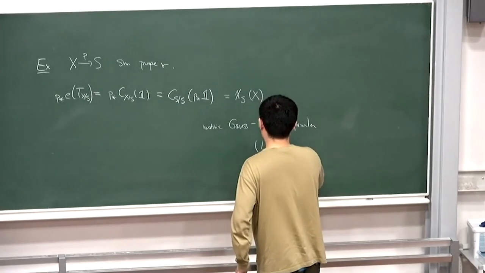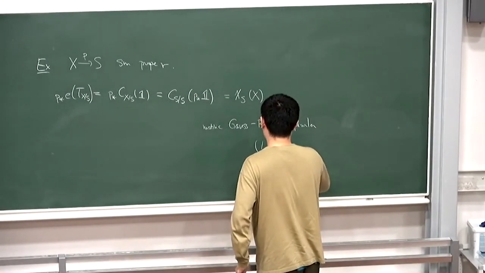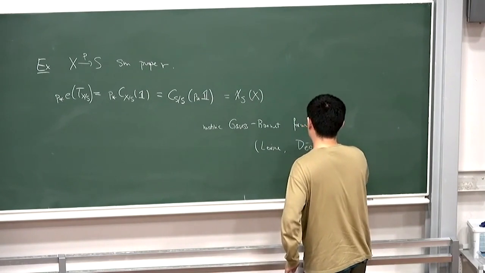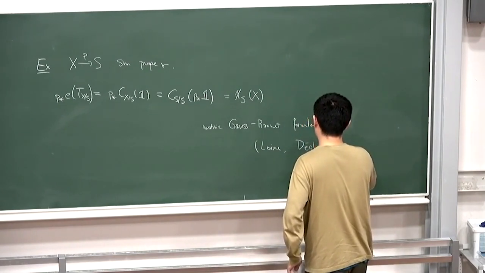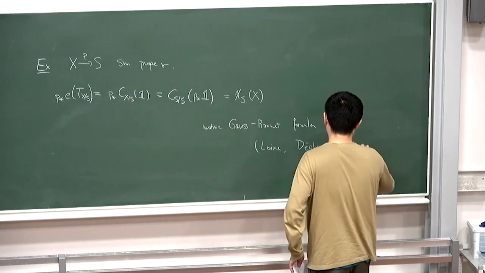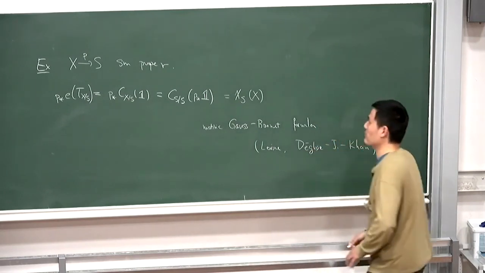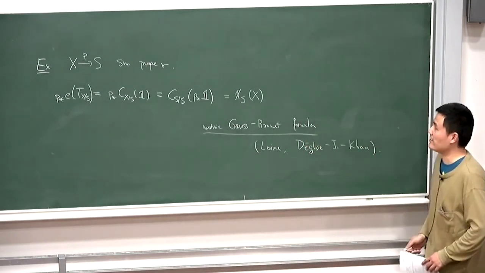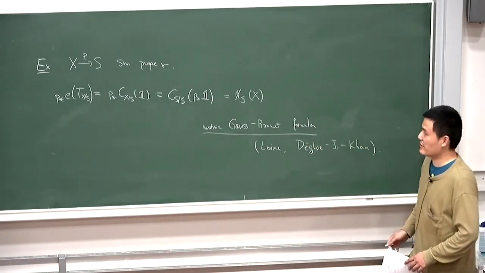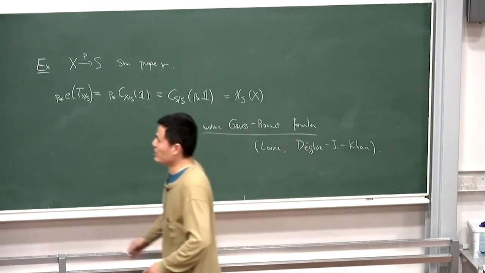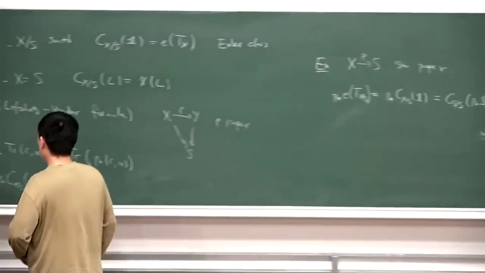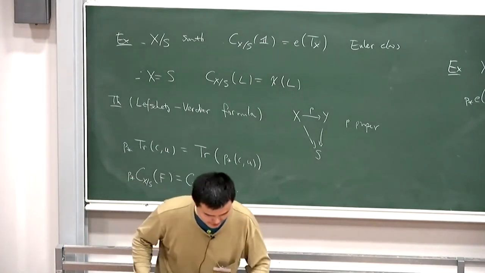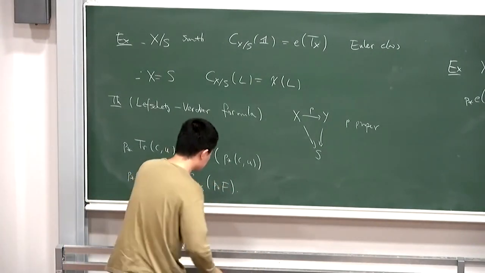Which is due to Levine and generalized by joint work with Déglise and Khan. So in fact, the Motivic Gauss-Bonnet formula is a particular case of the Lefschetz-Verdier formula, which is just the proper covariance of the trace map. Okay.